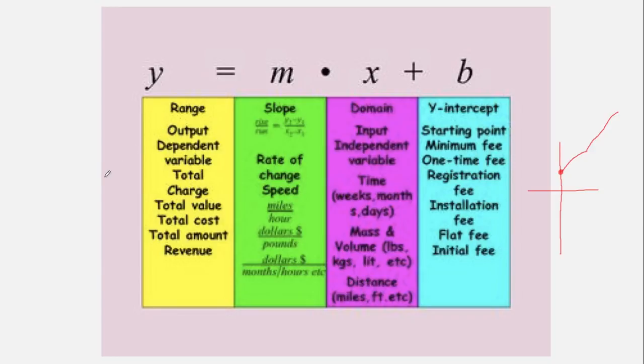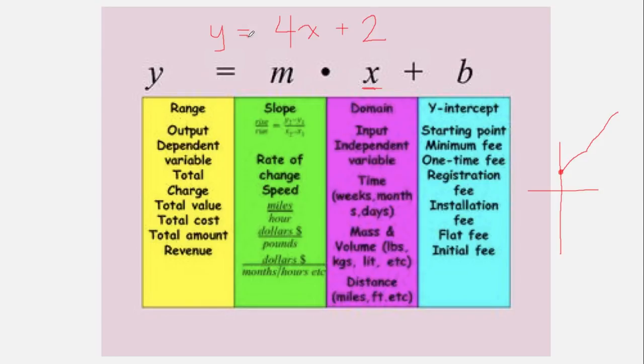And then last but not least, our y is our output. So when we put in our input x, whether that's time or weight or distance, whatever it is, and we multiply it by our m and add it to our b, it's going to give us our y. So let's say we had the equation 4x plus 2 equals y, so y equals 4x plus 2.